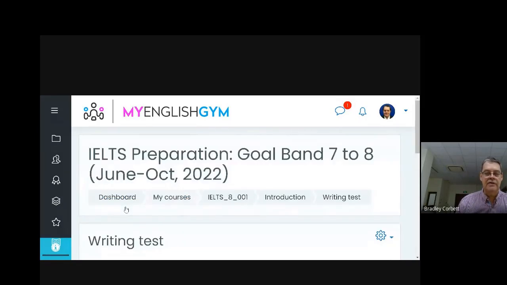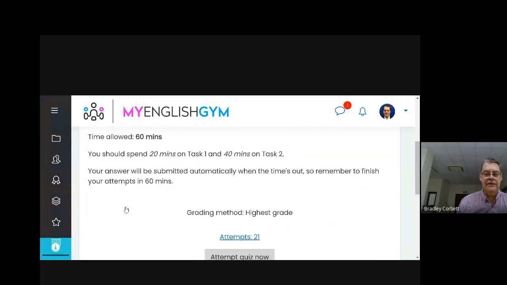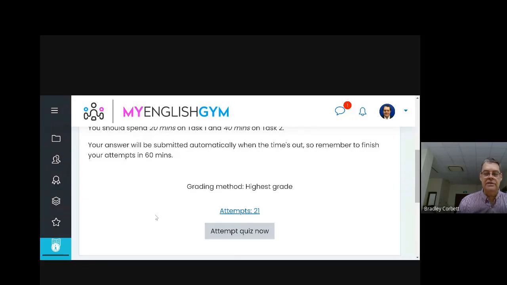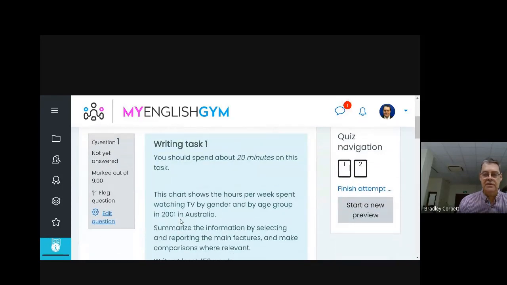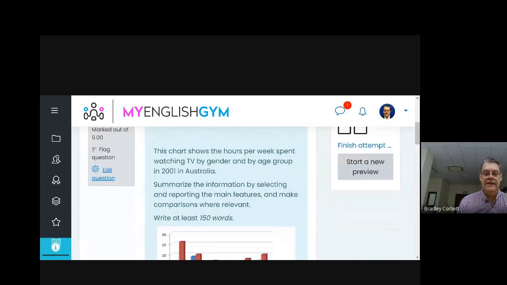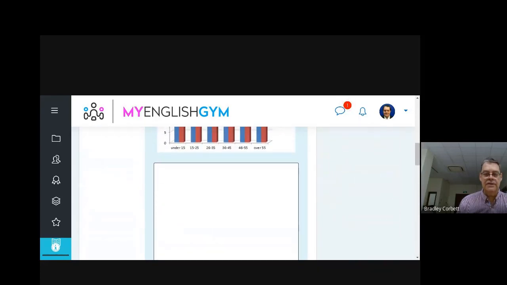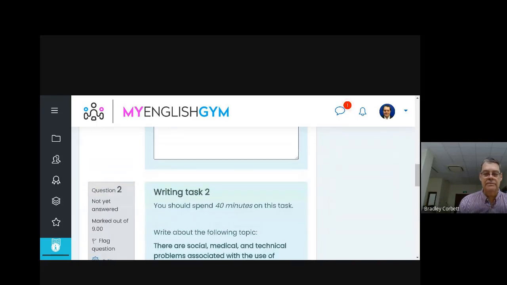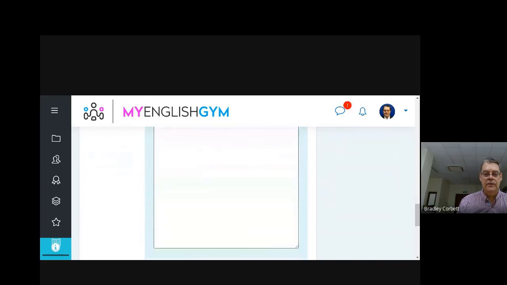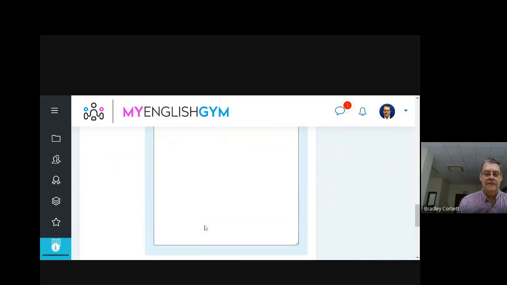So the students are able to click on the link and access the writing tests. Here they will get the explanation about the test, and they can click on the link and they will get the writing task for them to complete along with the graphics, and they can come to this area and they can write, and when they're finished they can submit. So they will answer the questions and they will click on finish the attempt.